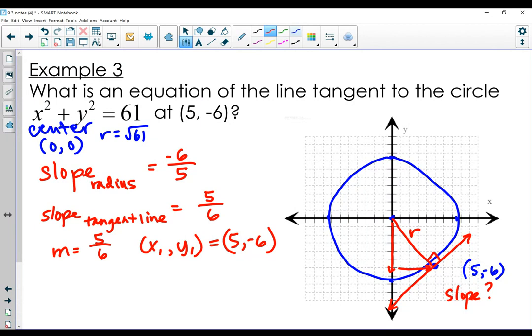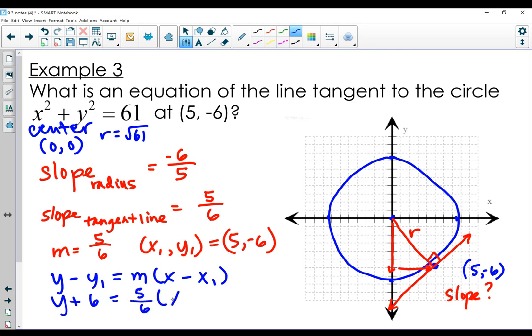I can use point-slope form: y minus y1 equals m times x minus x1. This will leave me with y minus a negative 6, or y plus 6, equals 5/6 times x minus 5. Normally, I would go through and change this to slope-intercept form, y equals mx plus b. But I know if I distribute that 5/6, I'll have fractions anyway, so I'm just happy with leaving it where it is.